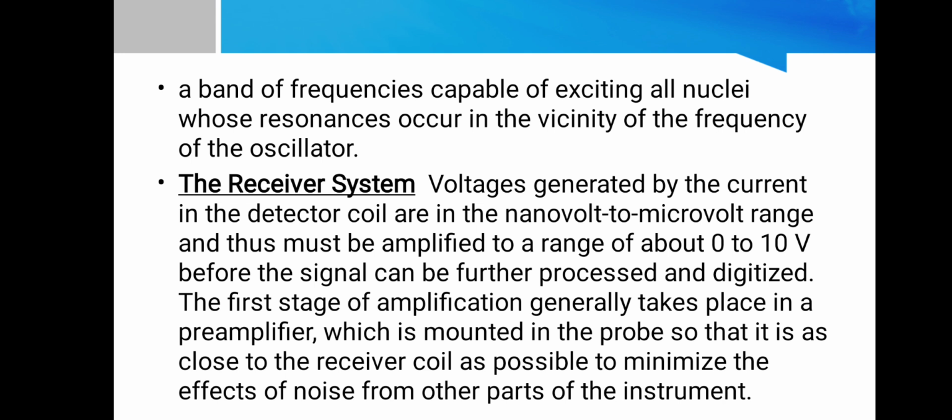The receiver system. Voltage is generated by the current in the detector coil in the nanovolt to microvolt range and thus must be amplified to a range of about 0 to 10 volts before the signal can be further processed and digitized. The first stage of amplification generally takes place in a preamplifier, which is mounted in the probe so that it is as close to the receiver coil as possible to minimize the effects of noise from the other parts of the instrument.